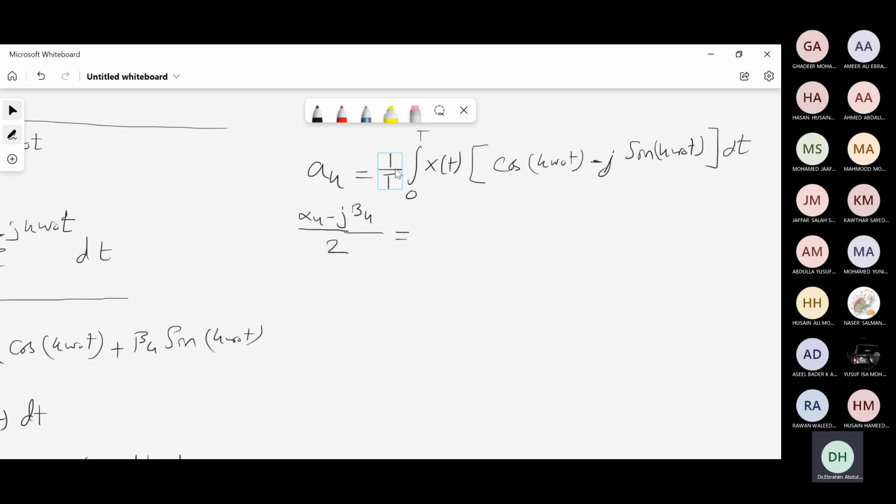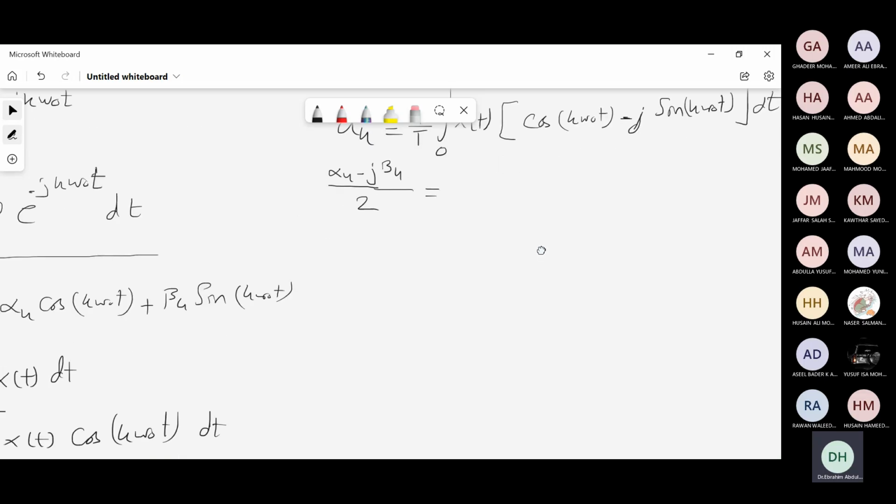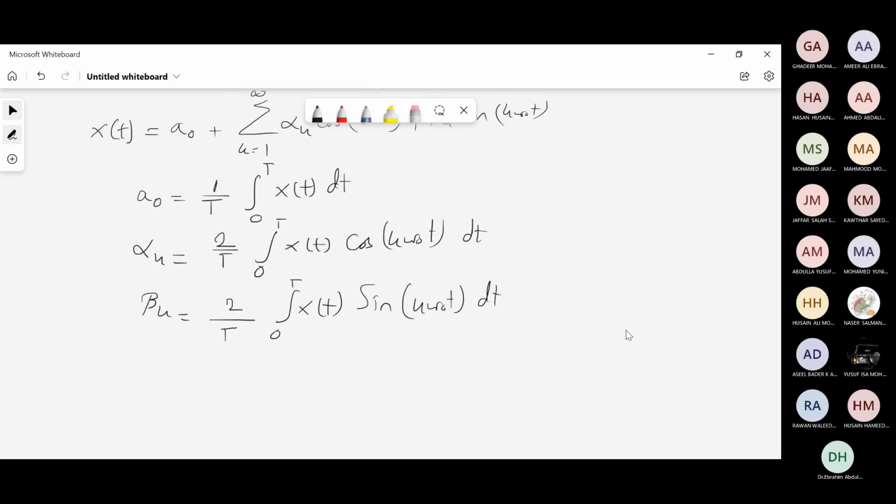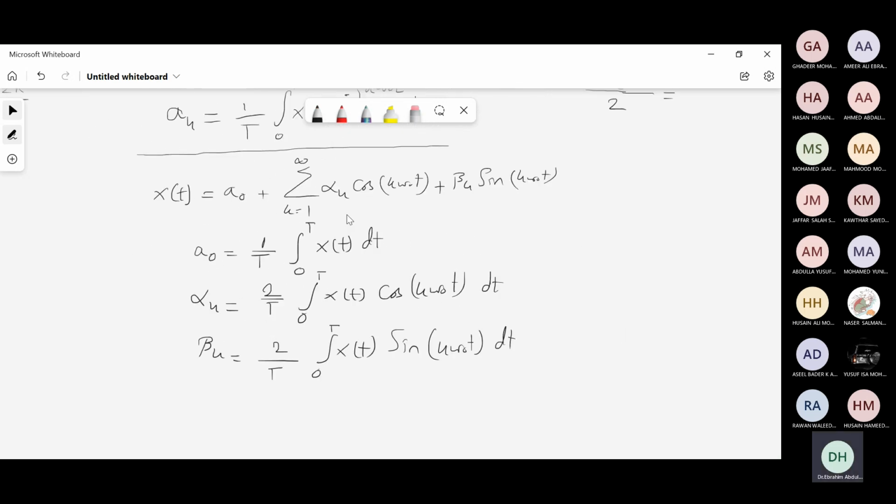What about beta? We have minus j here, so beta over 2 is equal to the imaginary part. So beta over 2 is equal to 1 over T, x of t multiplied by sine, so beta is equal to 2 multiplied by that. So then beta k is equal to 2 divided by T, integration from 0 to T, x of t sine k omega naught t dt. That's all. Once you have alpha and beta and A naught, just plug them into this formula. Then you have the Fourier series in form number 2.